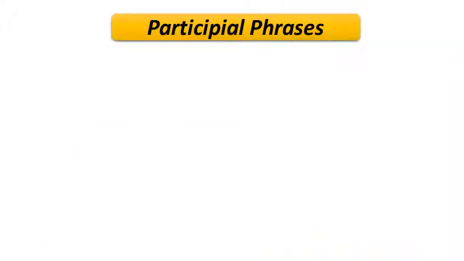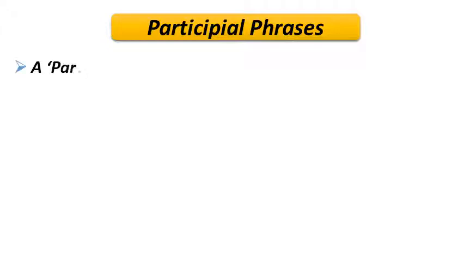So now let us look at how we can change conditional sentences, or sentences that express a condition, using participial phrases. What exactly are participial phrases? These sentences are expressing either the present participial form of the verb, which means the ing form of the verb, or they can have the past participial form of the verb, that is en or ed.